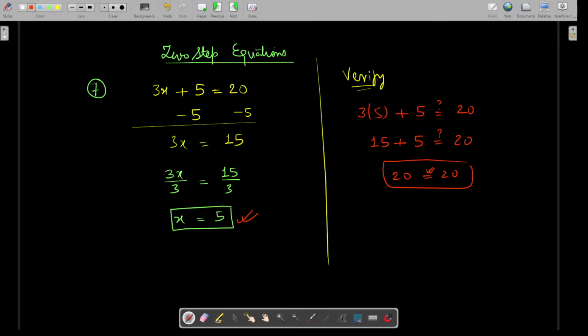So this is correct. So the two steps here are the first step and the second. The first step is subtracting 5 from both sides, and the second step is dividing both sides by 3. Now let's do the next problem.